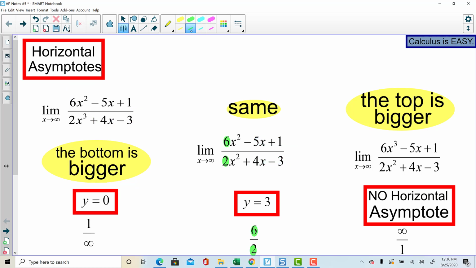Okay, in our last example, the degree on the top is 3, the degree on the bottom is 2, so we would have no horizontal asymptote. Some of you might notice that the degree on the top is exactly 1 bigger than the degree on the bottom, which means that we would have a slant asymptote. But we're not going to do anything with slant asymptotes right now, so we're just going to say no horizontal asymptote.